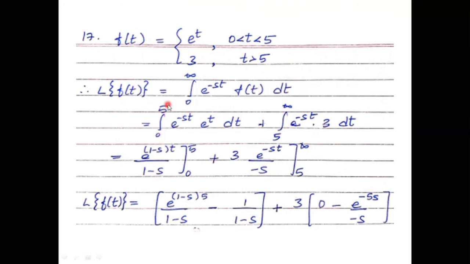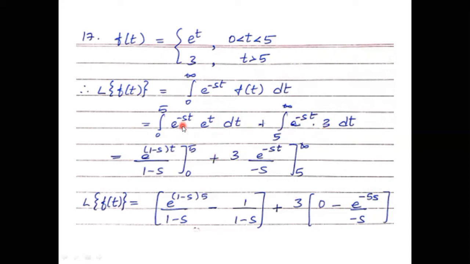So for 0 to 5 I have taken one interval, and for 5 to infinity I have taken another. For 0 to 5, f of t is e power t, so I have written that. And for 5 to infinity, that is t greater than 5, I have f of t to be 3. And using all this, I have integrated.